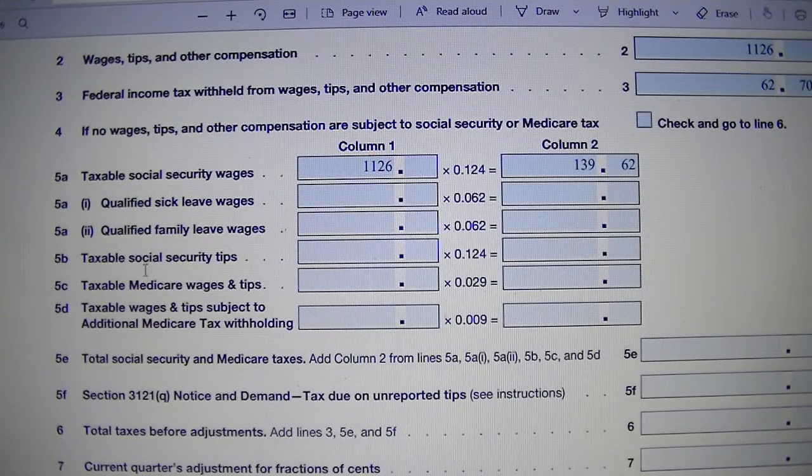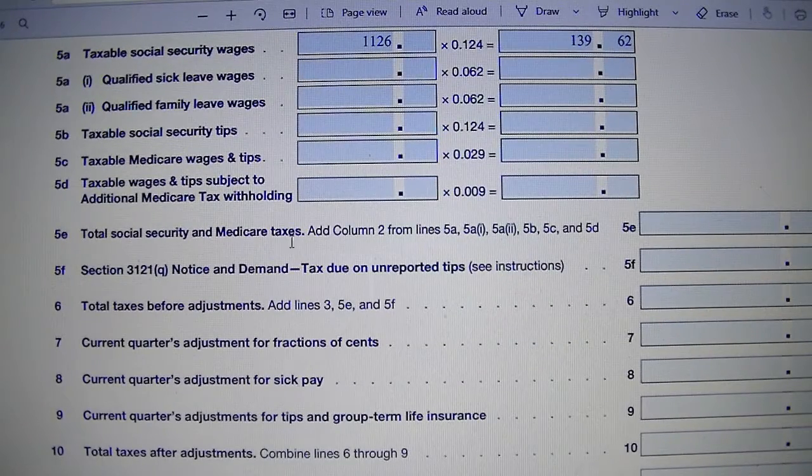Okay, so now in this session we are going to talk about Medicare wages and tips. So Medicare tax on wages and tips. Form 941 Part 1, line 5c, Taxable Medicare wages and tips. So you will put the wages and tips that are subject to Medicare in column 1 of 5c. In this example, it's going to be 1,126 as well. And you'll multiply it by 0.029, which is the total of employee and employer share of Medicare tax rates.